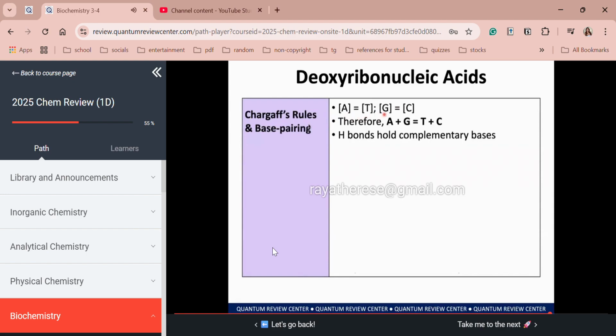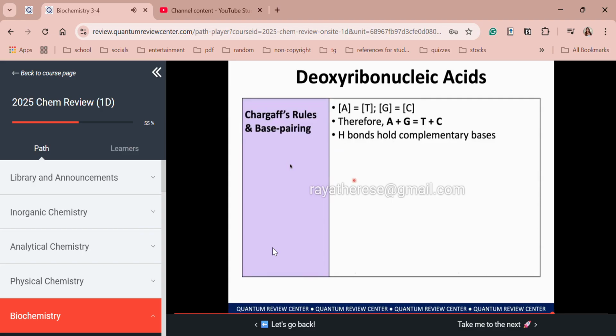So for your Chargaff's rules, we have A plus G must equal T plus C. Okay? So it's a bit confusing, class. So my tip there is to just memorize the Chargaff's rules base pairing. Okay? A is to T, G is to C. For our complementary base pairs, the stabilizing interaction is the hydrogen bonding present in your nitrogenous bases. All right. So later on, I will emphasize where we can find that specific hydrogen bonding interaction.